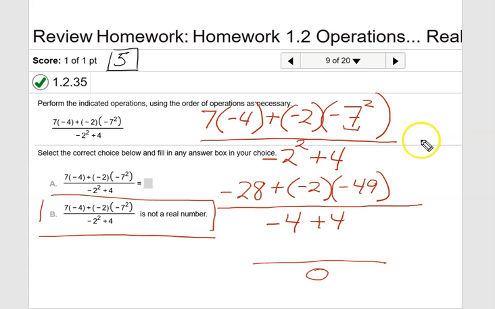But let's do the top. So a negative times a negative on the top would give me a positive 98. And this would be a negative 28. And then we're going to subtract 28 from there, and we get 70 over 0 would be our final calculation, but we figured out having our denominator as 0, this was going to be undefined. All right.